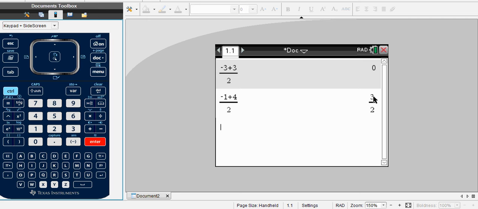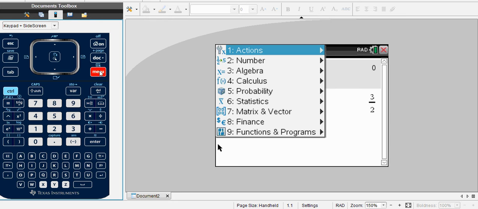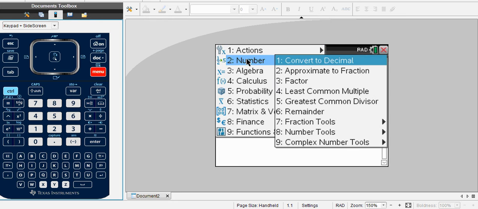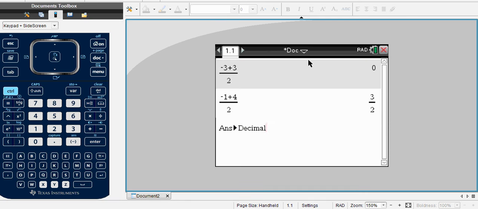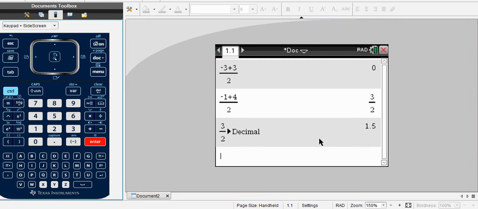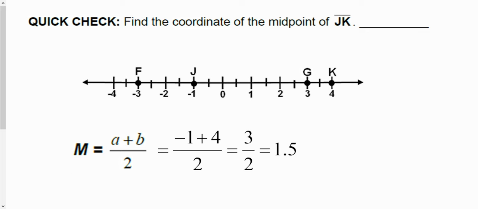If you want it as a decimal, we're going to go to the menu. Menu has lots of good stuff in it. And this is about a number now, not algebra. So we'll go to number, and you can see it comes up with this menu, convert to a decimal. So you just put that in there and it shows answer decimal, hit enter. And there's how I got the 1.5.